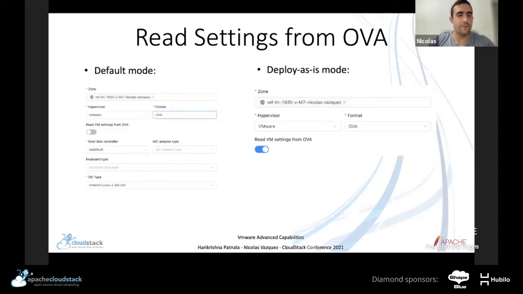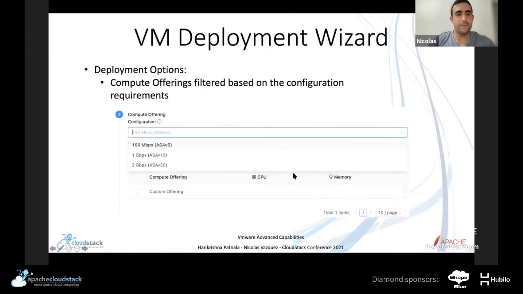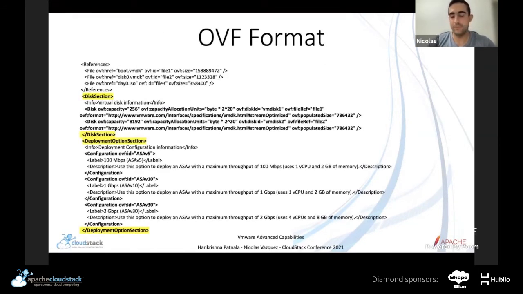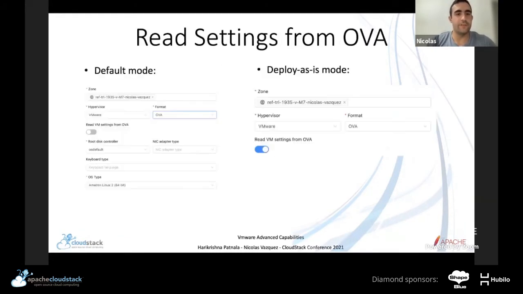I'm sharing now what it looks like before, or with the default mode, at the left of the screen, which is the normal template registration in VMware. And you will see the read VM settings checkbox, which is not ticked. Then you have the options to select the root disk controller and other properties. But by simply selecting the read VM settings from OVA, then all this information gets hidden, and it allows you to register the template very easily. So this is what CloudStack will parse from the OVF. This is an example, but there could be other sections as well.